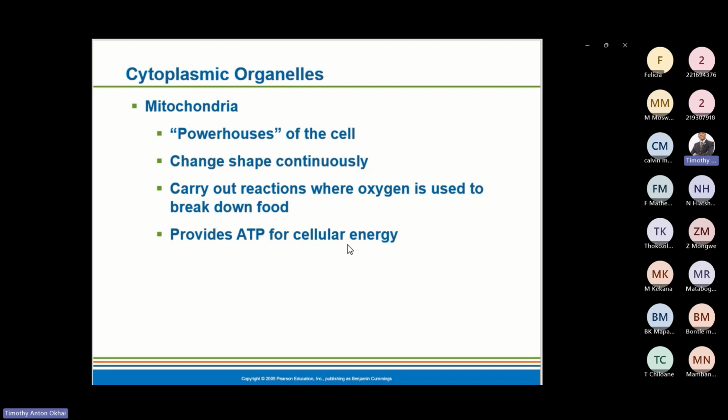Let's start with the mitochondria. The mitochondria is regarded as the powerhouse of the cell. So mitochondrion, singular, mitochondria, plural. The mitochondria are powerhouses of the cell. They can change their shape continuously. They can carry out reactions where oxygen is used to break down food, and they provide ATP for cellular energy. Remember ATP, adenosine triphosphate.